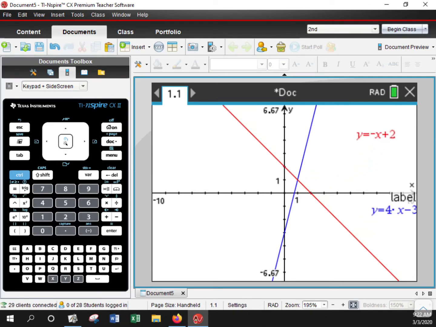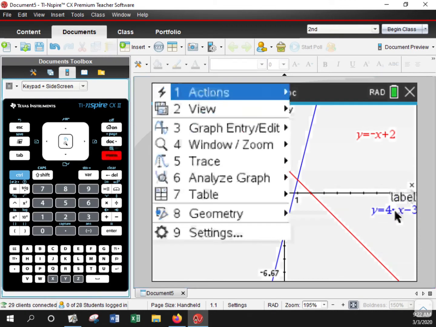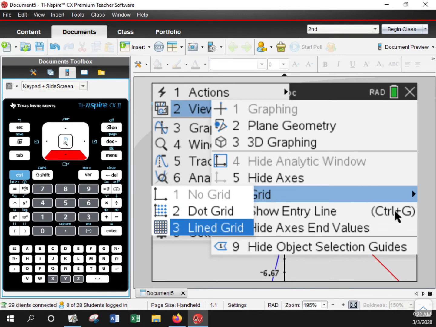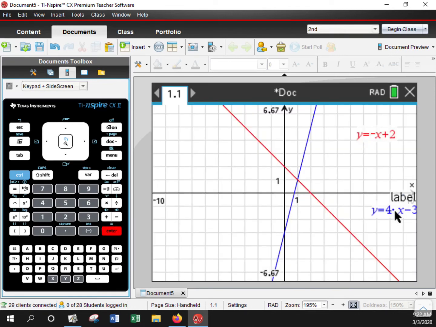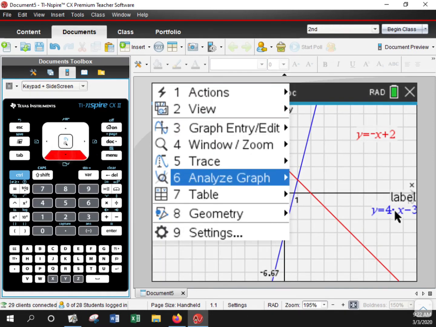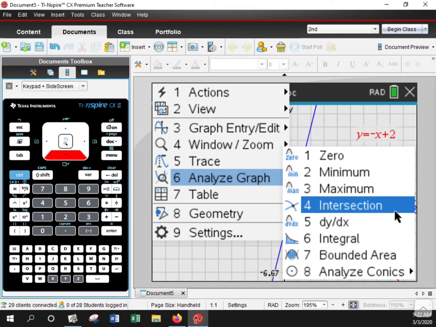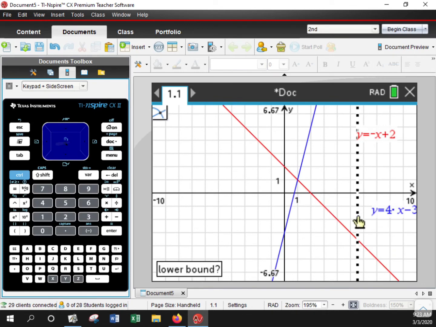Now what I'm doing is just looking where they intersect. If I wanted to, I could hit menu, go to view, number 2, number 6 grid, and choose that line grid or dot grid and try to guess. Right here it's pretty easy to see that it's 1, 1. However, the calculator can also do the hard work for me. So if I go menu and I go down to analyze graph, because I'm trying to figure out what's going on here, hit enter, and notice number 4 says intersection point. So the calculator will actually tell me exactly what the intersection point is, which is great when we have ones that don't manage to be easy points.